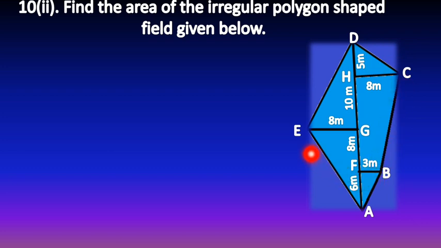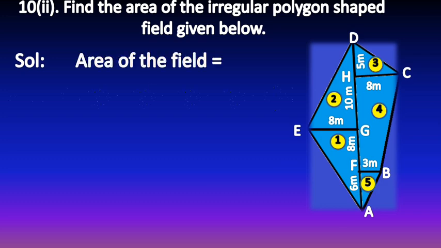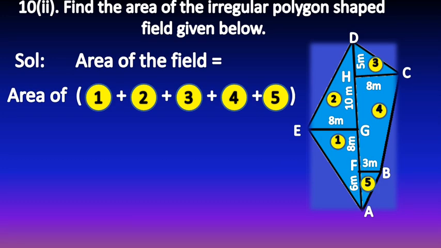To find the area of this figure, we have to find the area of these shapes. You can see different shapes given: triangles, and this one is in the shape of a trapezium, and here also you can see a triangle. So you can see 4 triangles and 1 trapezium. We have to find the area of these shapes to find the total area of this irregular polygon shaped field. Now let us name these shapes: this is figure 1, 2, 3, 4, 5. Now the area of the field is equal to the area of figures 1, 2, 3, 4 and 5.